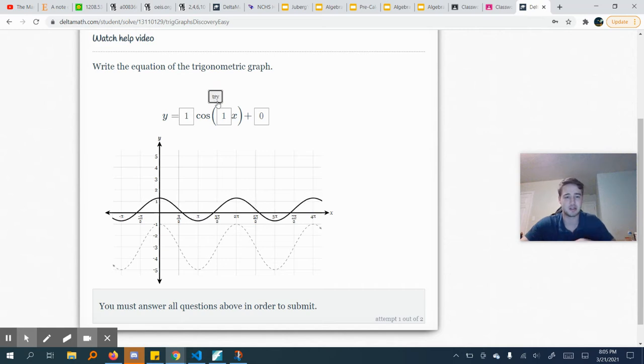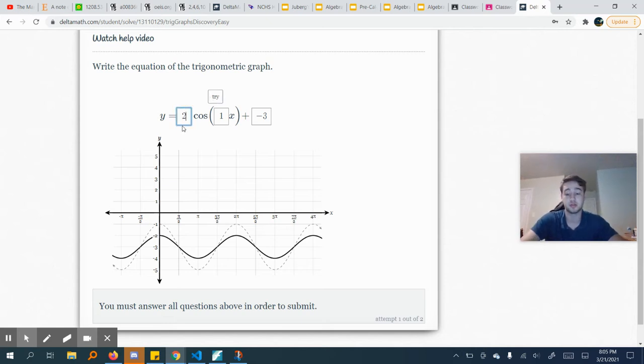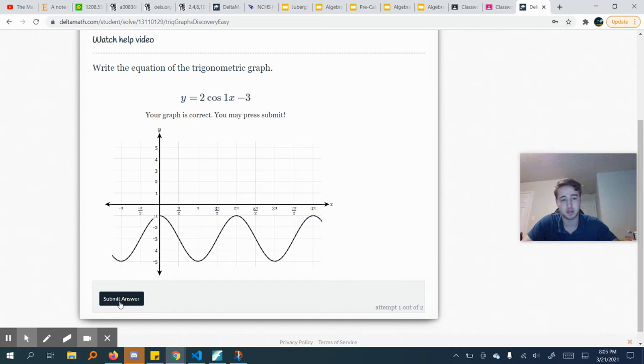This is kind of like the default cosine graph. Now what we want to do is, where's the midline? It's at -3 because it ranges from -5 to -1. So we're going to put -3 in this blank, and let's see what happens. Got the right midline now. Let's go ahead and change the amplitude. It's got an amplitude of 2 based on what we learned the other day. And what do you know? That's all we needed.